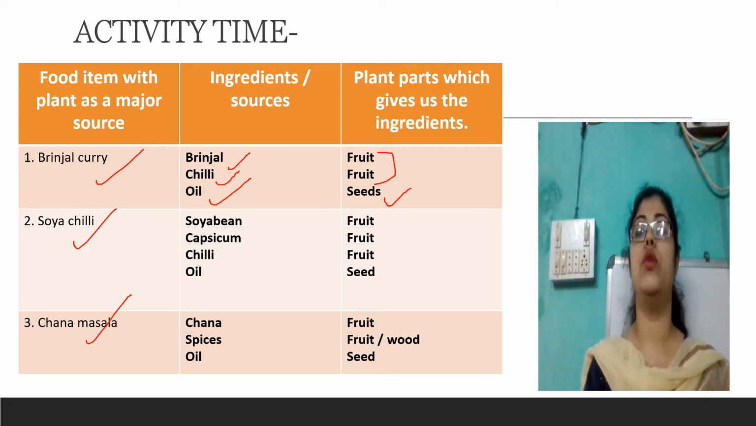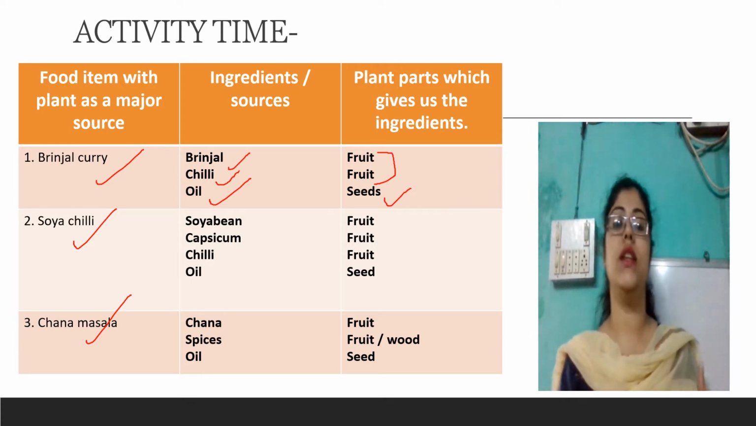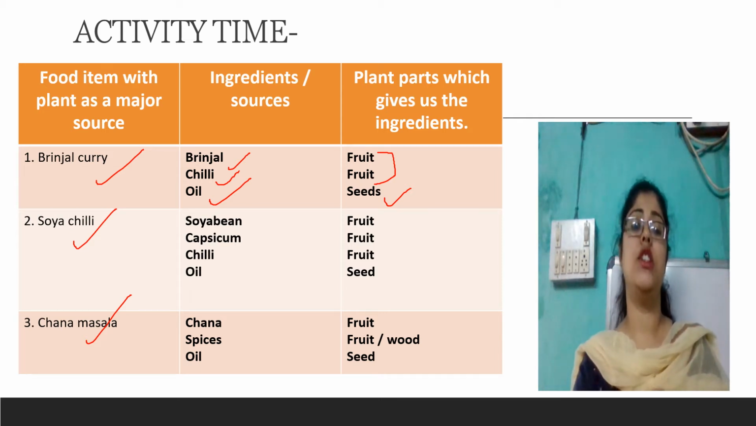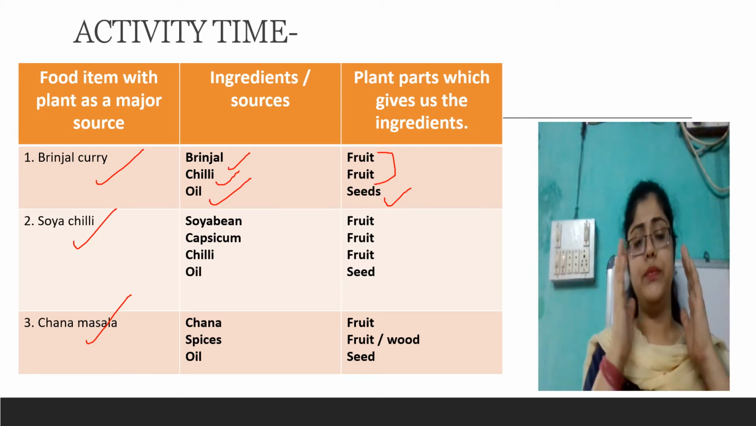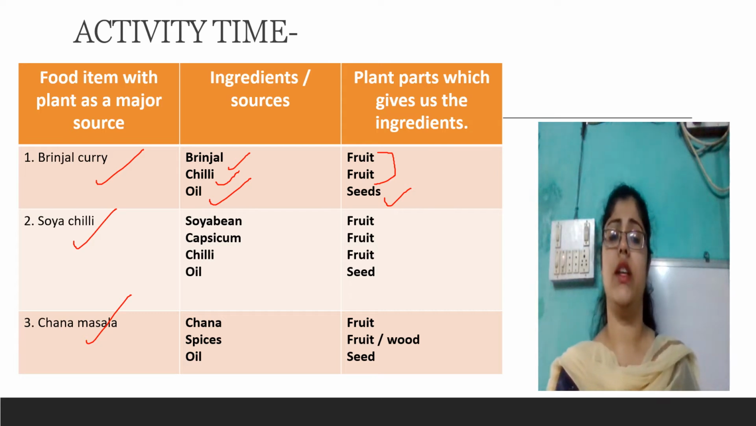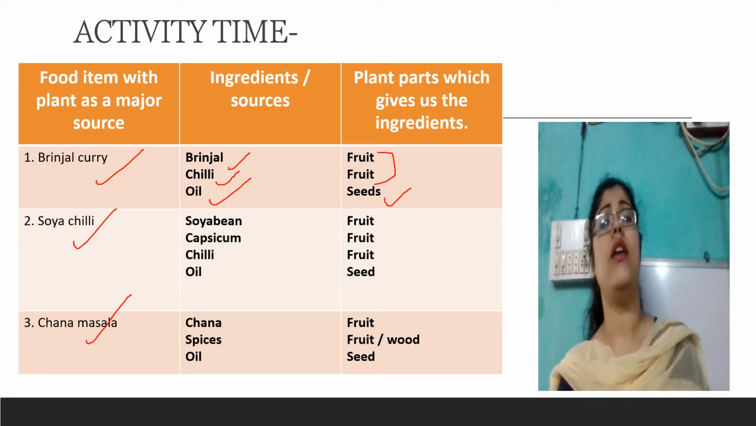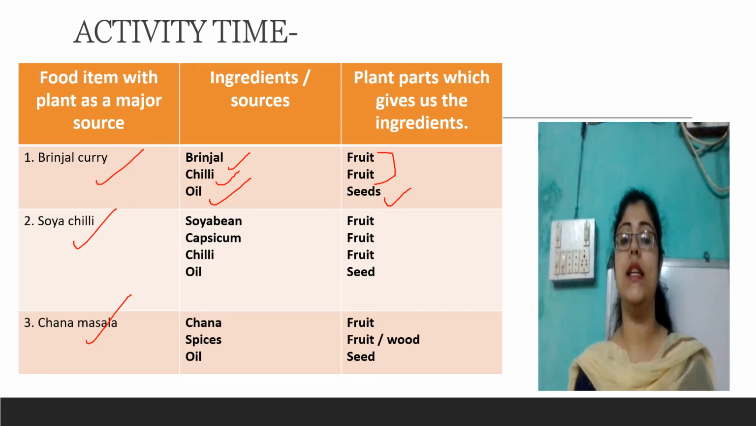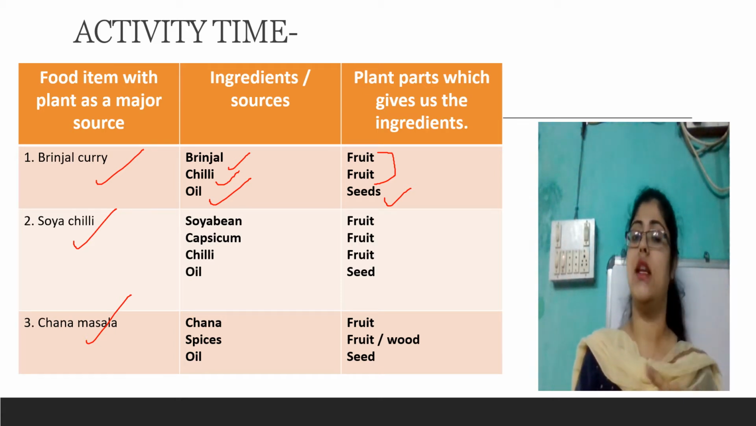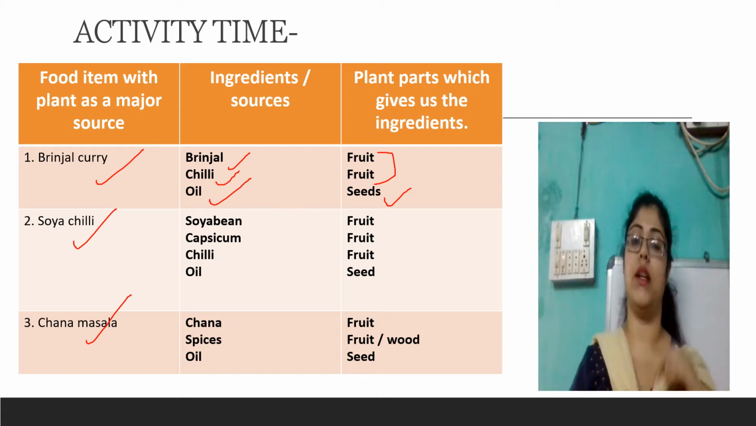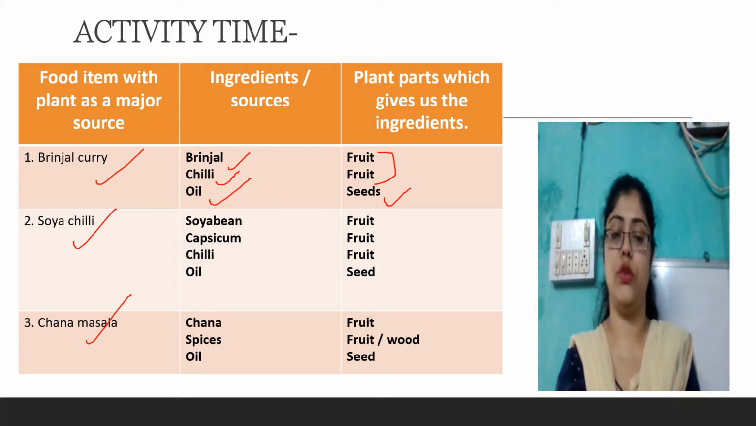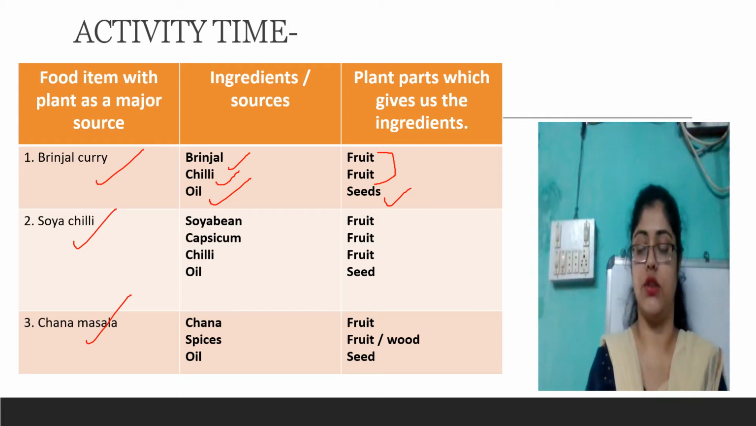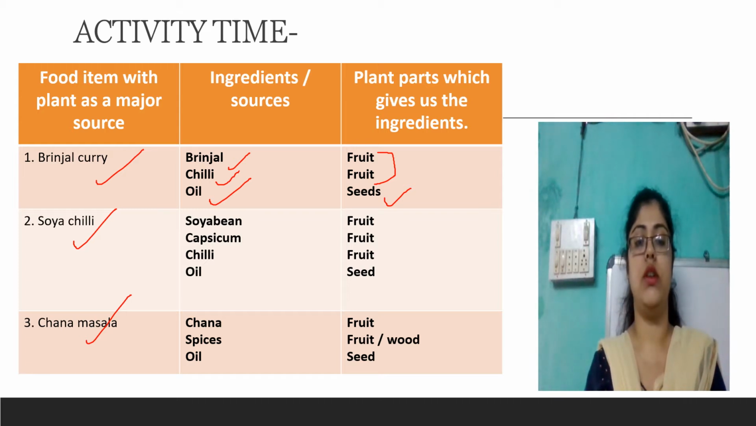So you have to do one thing in this activity. Whatever you eat in your day, you have to simply make a chart like this, and first of all write down the ingredients or the sources, and then you have to differentiate whether the given sources belong to the fruit or the seed or the leaf or stem or anything of the plant or plant parts, right? So simply you have to do this, and you can mail me, or you simply write in the comment section also. So now let's move forward.